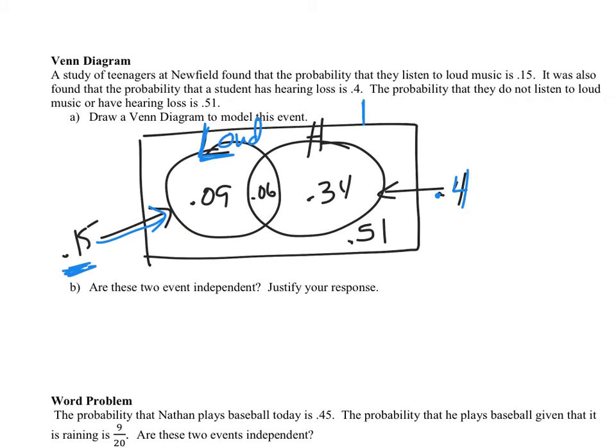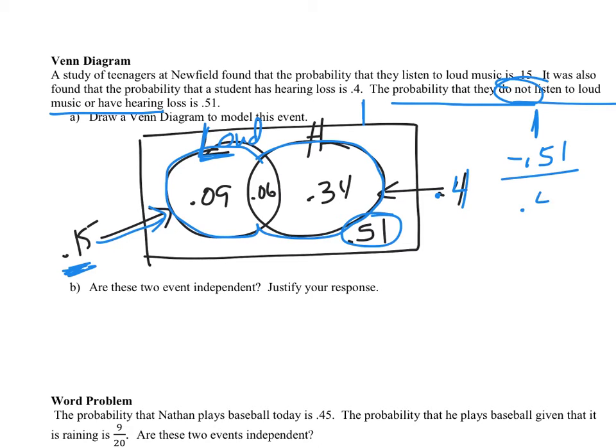Okay. We can draw a Venn diagram, and that's what they ask you to do here. But the next thing that they tell you is do not listen to loud music. Probability that they do not listen to loud music or have hearing loss. That means that they don't have either. So that's outside. So what you have to think of is it's all out of 1. So this or, these two added together is 1 minus 0.51, so it's 0.49. But when I add these together, the 0.4 and the 0.15, I get 0.55. So I subtract that from here. This is how I get the 0.06 where they overlap.